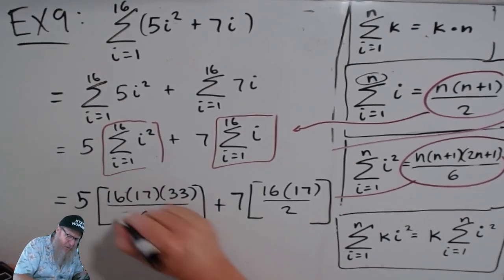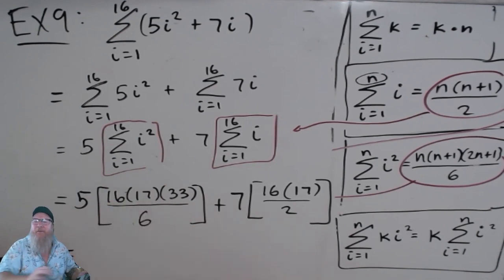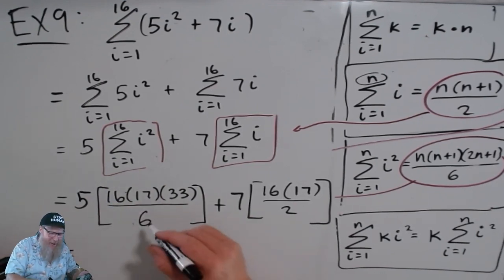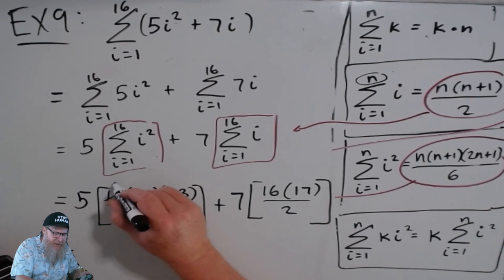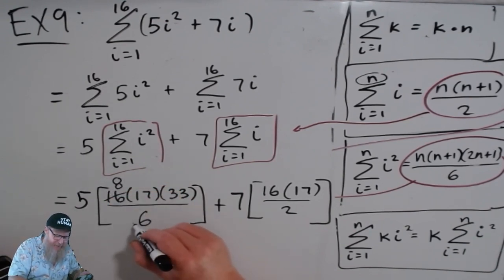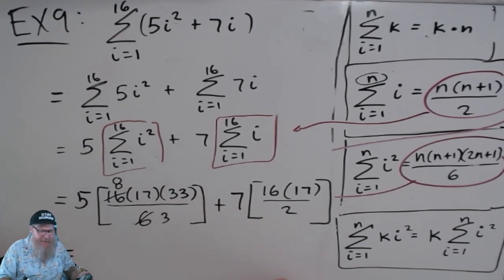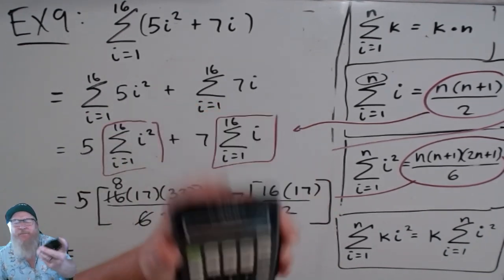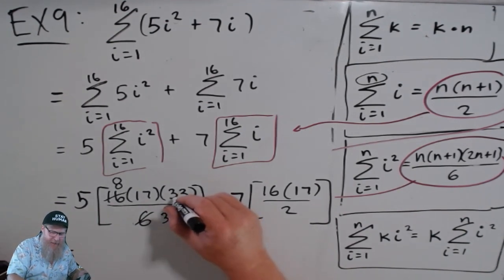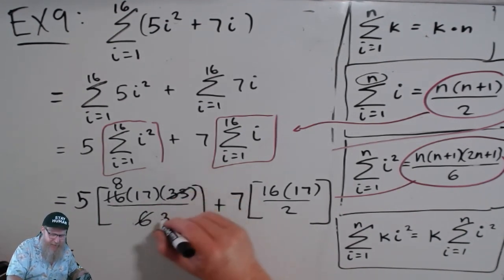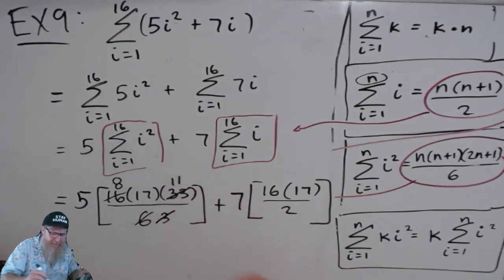I'm trying to show off, do some mental math to clean this up. Really, all you can do here is divide that by 2 and make that 8, and then divide that by 2 and make that 3. So 6 divided by 2 is 3, 16 divided by 2 is 8. Again, if you don't want to do all this, just do it now on the calculator. I'm also going to divide 33 by 3 and make that 11.